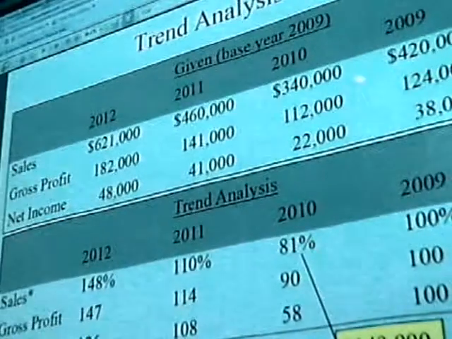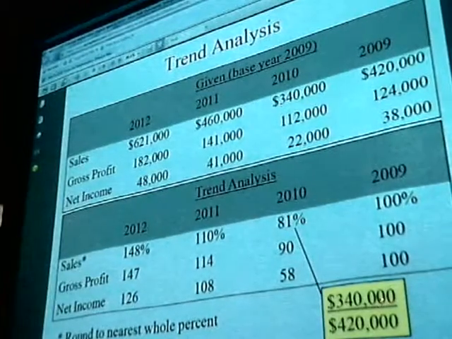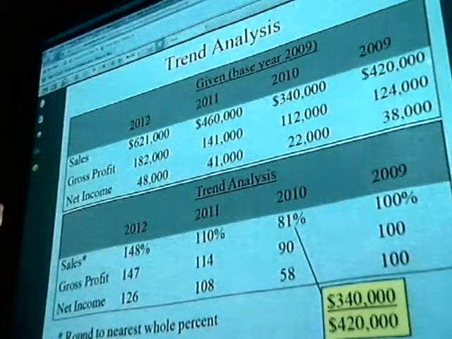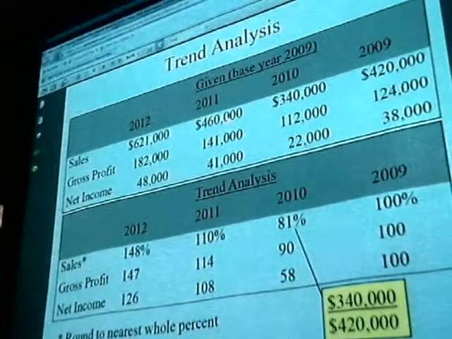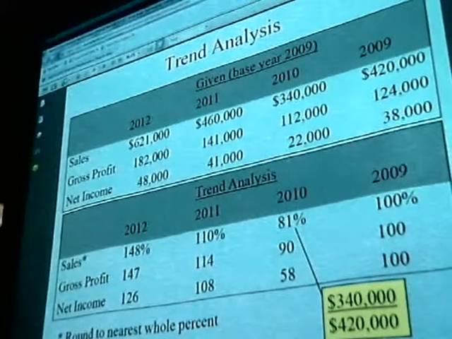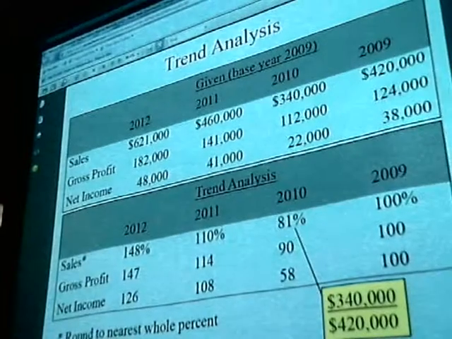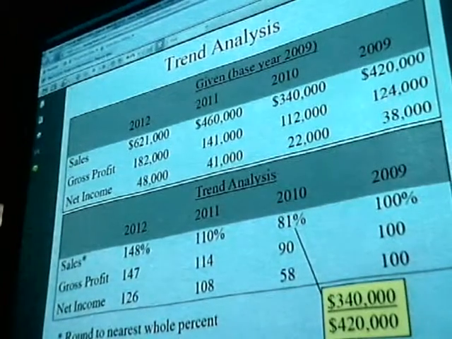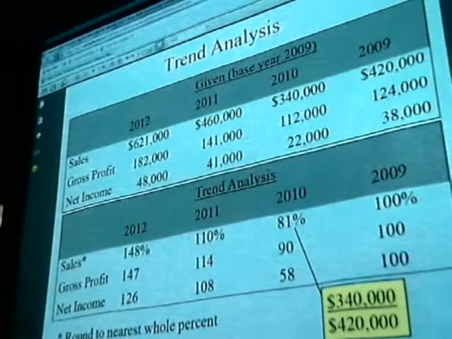So let's look at a few more. This one here. How do we get this 81? They show you right here. 340 divided by 420. What about the next one? 460 divided by 420. 621 divided by 420. So how would you do the next row? Same. 112 divided by 124.